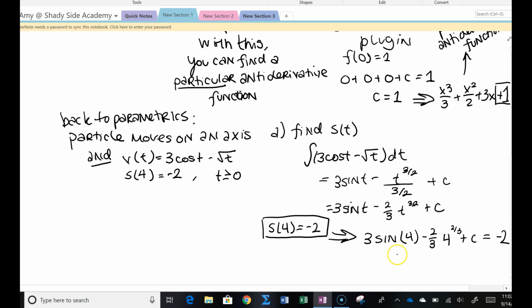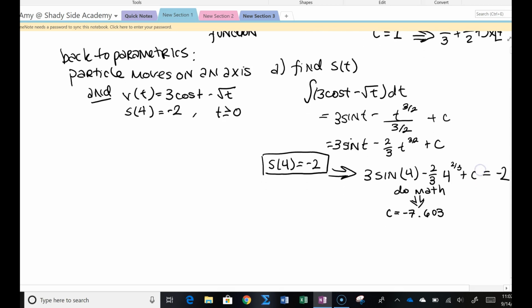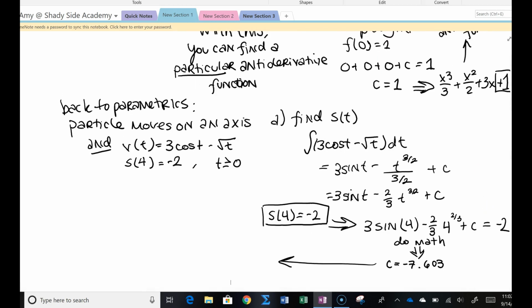Okay. Are you in radians, Cameron? Yes. -7.603. I am out of room vertically, but just make sure your work is clean. Therefore, the particular position function is 3 sine t minus 2/3 t to the 3/2. My constant is minus 7.603.